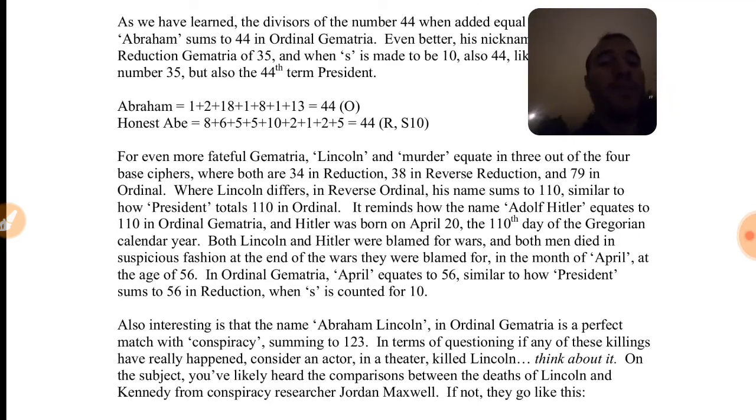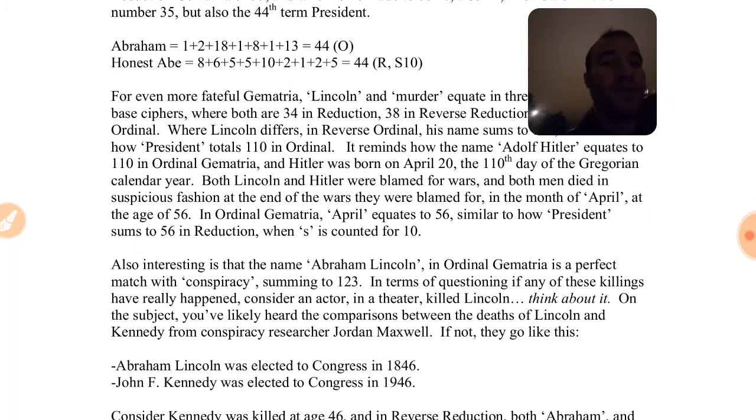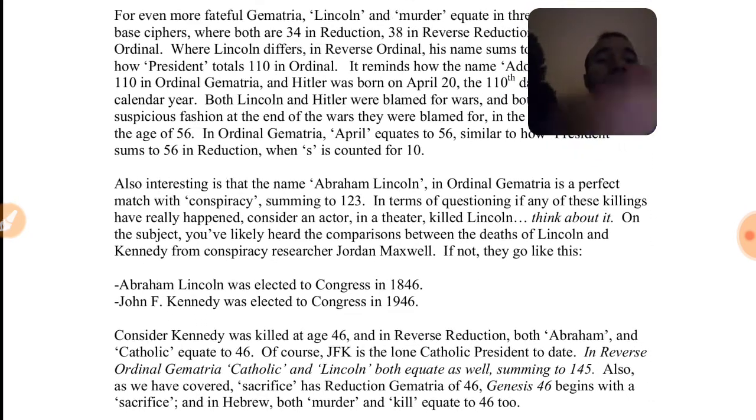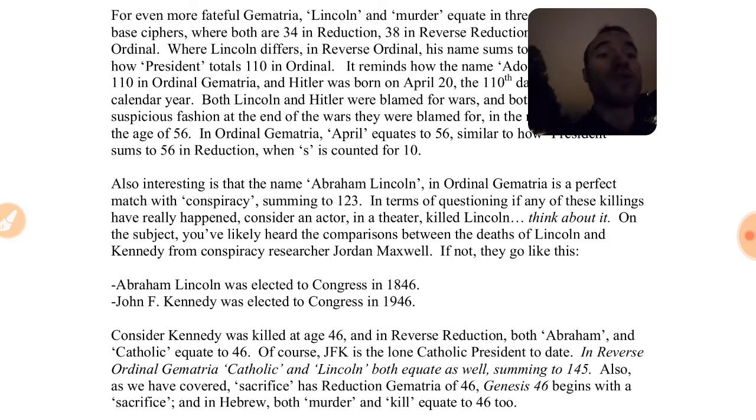Both Lincoln and Hitler were blamed for wars, and both men died in suspicious fashion at the end of the wars they were blamed for, and in the month of April, at the age of 56. In ordinal gematria, April equates to 56, similar to how president sums to 56 in reduction, when S is counted for 10. Also interesting is that the name Abraham Lincoln in ordinal gematria is a perfect match with conspiracy, summing to 123. In terms of questioning if any of these killings have really happened, consider an actor in a theater killed Lincoln.